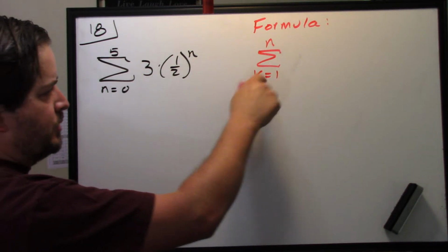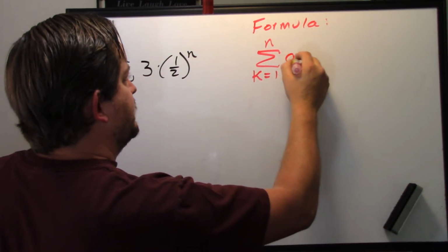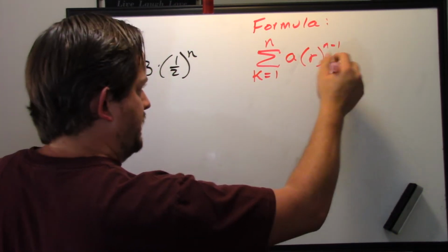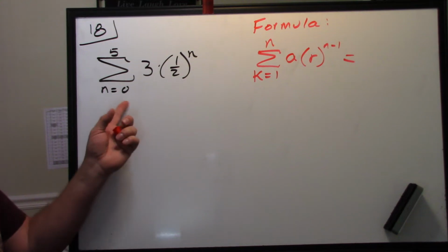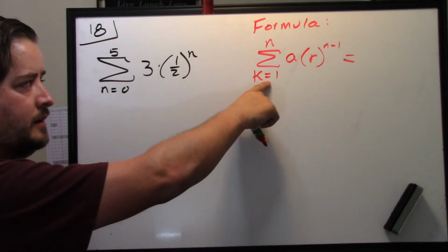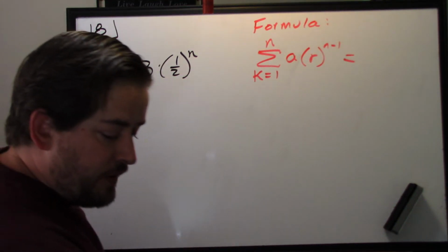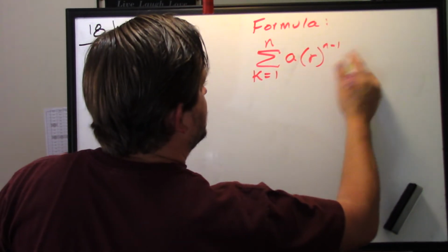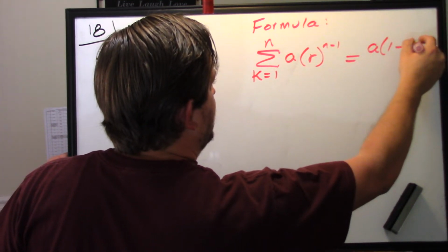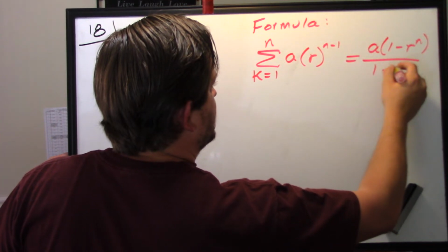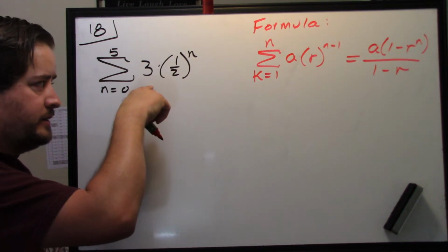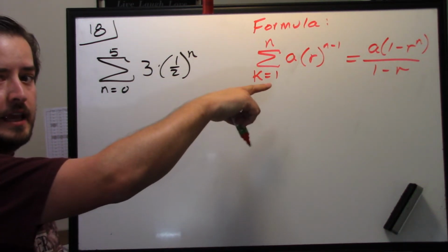index. But if I have, I believe, a times r to the n minus 1, which is not the same form that I have. It's in summation notation, but I'm starting at 1 over here. If I have that, then this thing turns into a multiplied by 1 minus r to the nth power over 1 minus r, right?